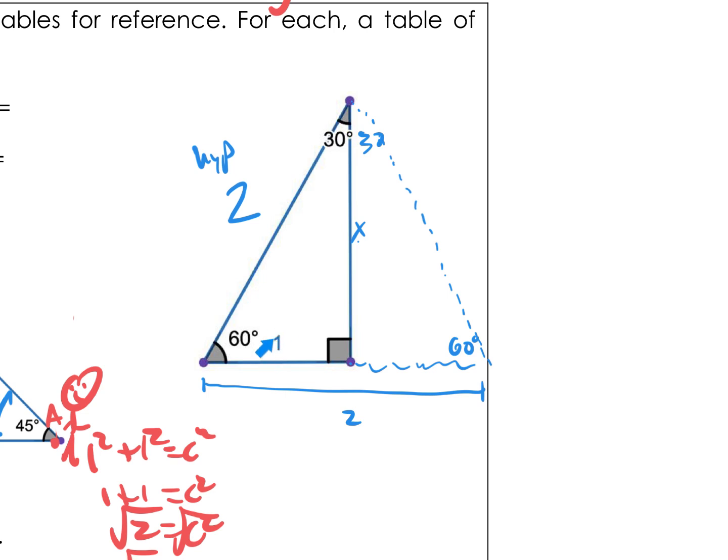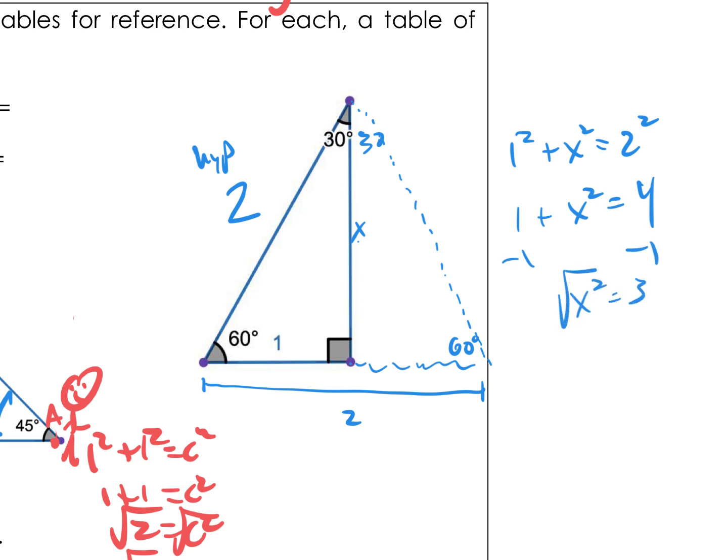Well, we've got the Pythagorean theorem. 1 squared plus x squared equals 2 squared. Let's try that out. Pythagorean theorem to the rescue. 1 squared is 1. 2 times 2 is 4. Solve for x. Subtract the 1. And square root. If we square root both sides, we get x equals the square root of 3. Okay, so this length right here is the square root of 3.